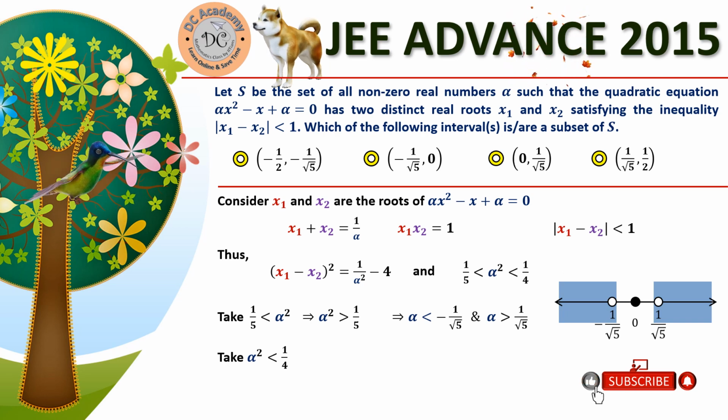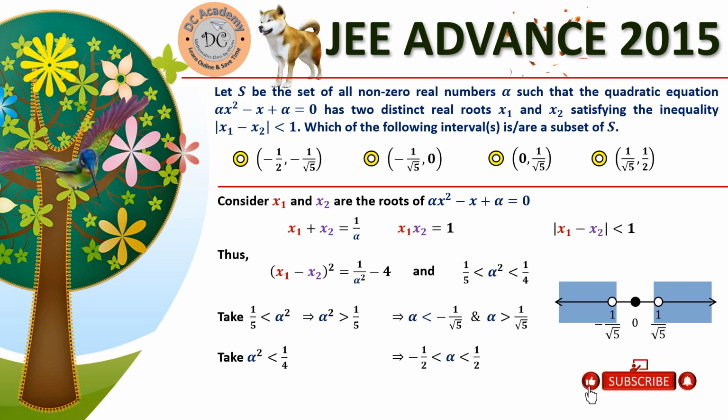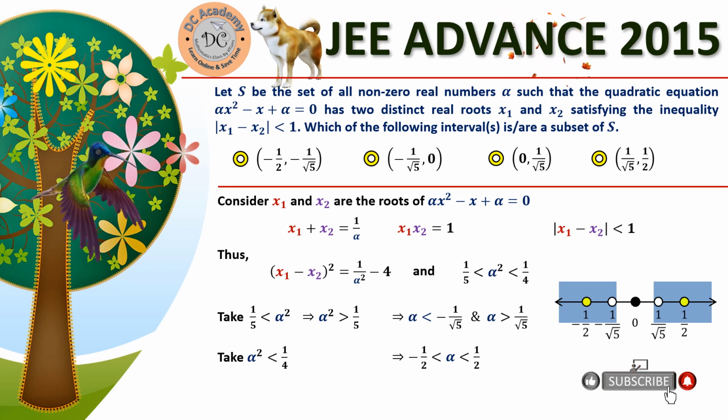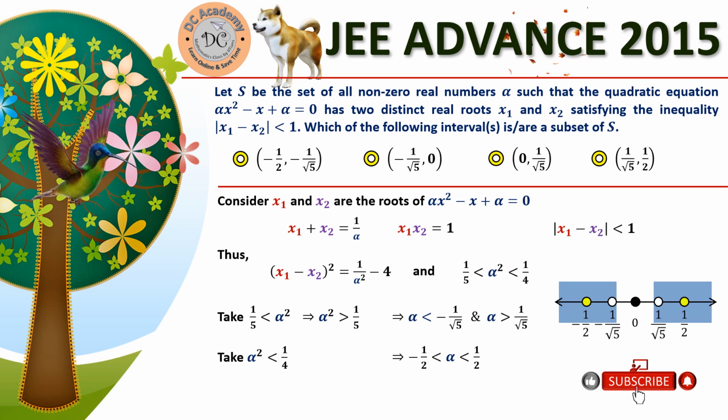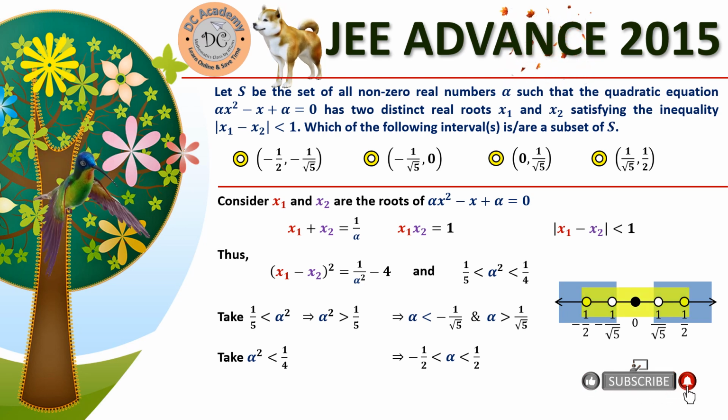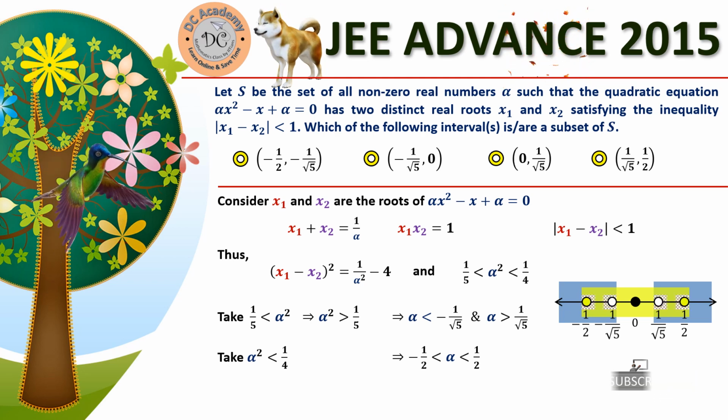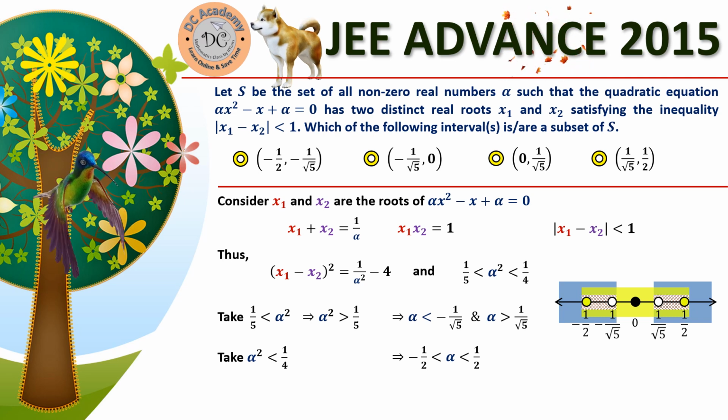When alpha square is less than 1 by 4, it implies that alpha lies between plus and minus 1 by 2. So here we mark minus 1 by 2 and plus 1 by 2. Notice that minus 1 by 2 and plus 1 by 2 are, in absolute sense, a little greater than 1 by root 5, so our alpha lies inside that interval, the yellow shaded portion. The alpha should satisfy both regions, so it will be the intersection of these two regions, which is only the shaded portion.